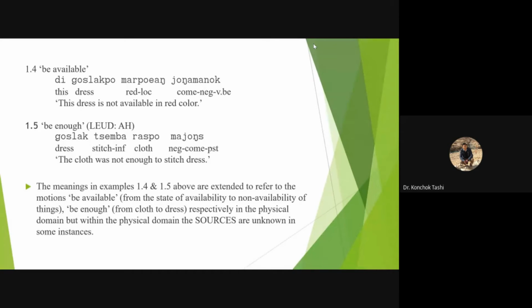Let us look at these examples. It also refers to be available. For example, di goslak po marten yung amano. This dress is not available in red color. It also refers to be enough. That is taken again from this dictionary by Ahmad. Goslak tsemba ras po mayons, which means the cloth was not enough to stitch the dress. These meanings in examples 1 and 4 above are extended to refer to motion from the state of availability to non-availability of things, and to be enough, from cloth to dress, respectively, in the physical domain, within which the sources are unknown in some instances.